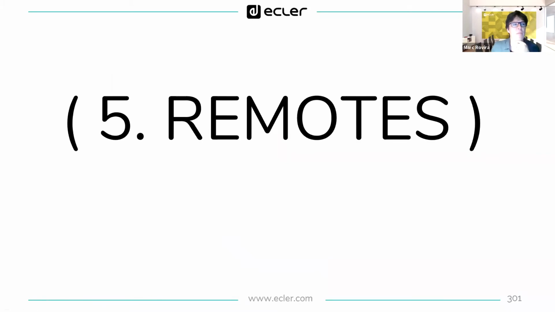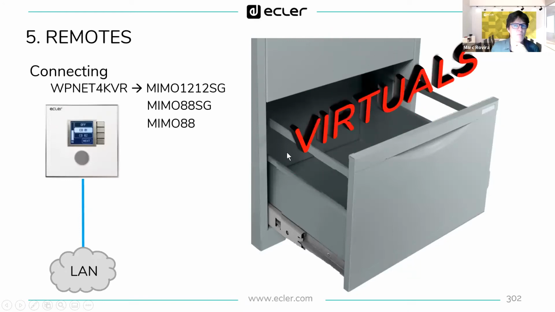Okay, so we have talked about virtuals and what they are, and now it's time to take the remotes out of the drawer. You remember that we put them in a drawer because it was too complicated to explain at that point what virtuals are and what they are made for. When we launched MIMO 4040DN, we also launched these remotes that are connected directly to the network. These remotes were only working with MIMO 4040DN. But people asked if it could be possible to use these remotes with the former MIMOs, 88, 88SG, and 1212SG.